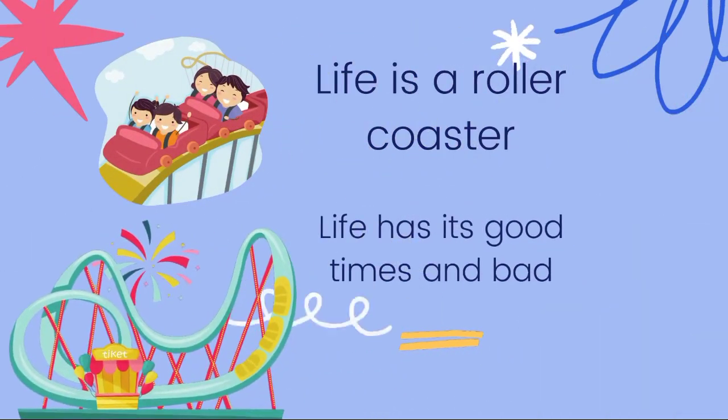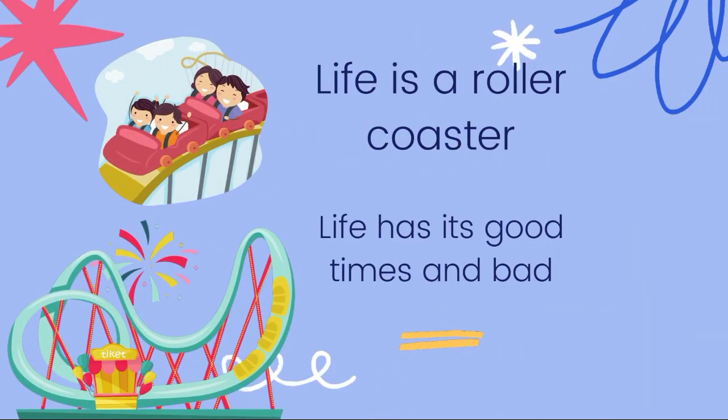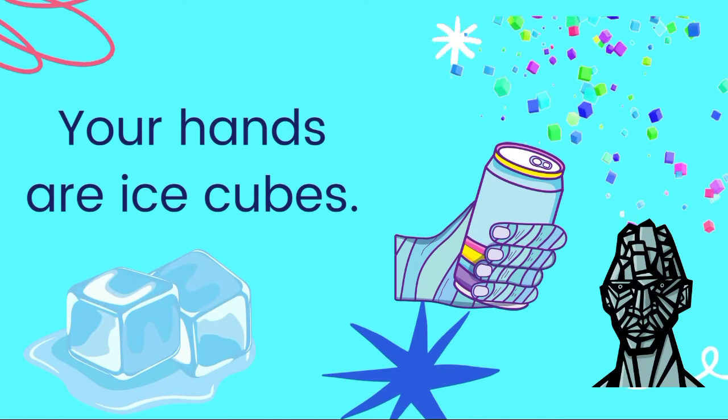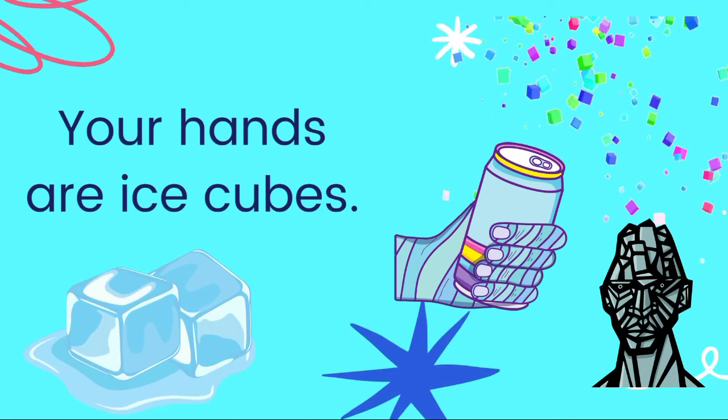Second example: life is a roller coaster. You know, the roller coaster goes up and goes down. That means in life, we have the good times and we have the bad times. So as I say, life is like a roller coaster, or just life is a roller coaster. Oh, wow, your hands are ice cubes. What am I trying to say? Are your hands really ice cubes? No. I'm saying your hands are very cold.